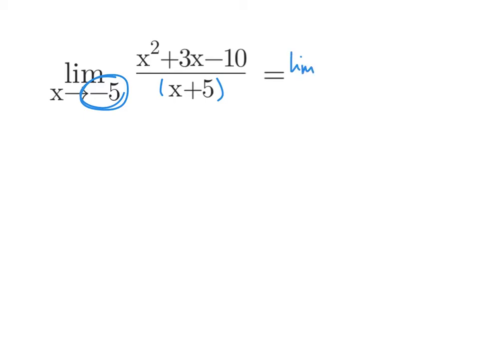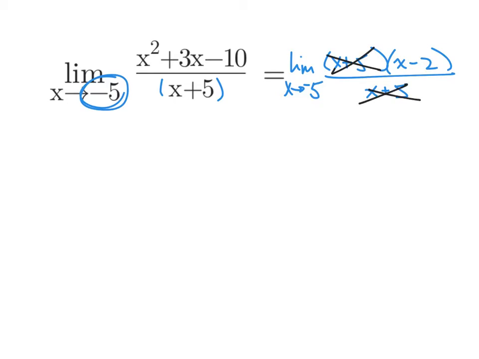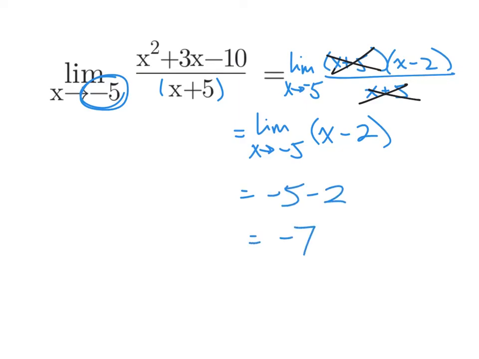Then we rewrite our limit as the limit as x approaches negative 5. We still have x plus 5 in the denominator, but when we factor the numerator, we'll have x plus 5 and x minus 2. Obviously, the common factors of x plus 5 are going to cancel, and the limit of this fraction is going to have the same value as the limit as x approaches negative 5 of x minus 2. So this is no longer a fraction. Now it's a nice linear function, so we could use direct substitution and get a value of negative 7.